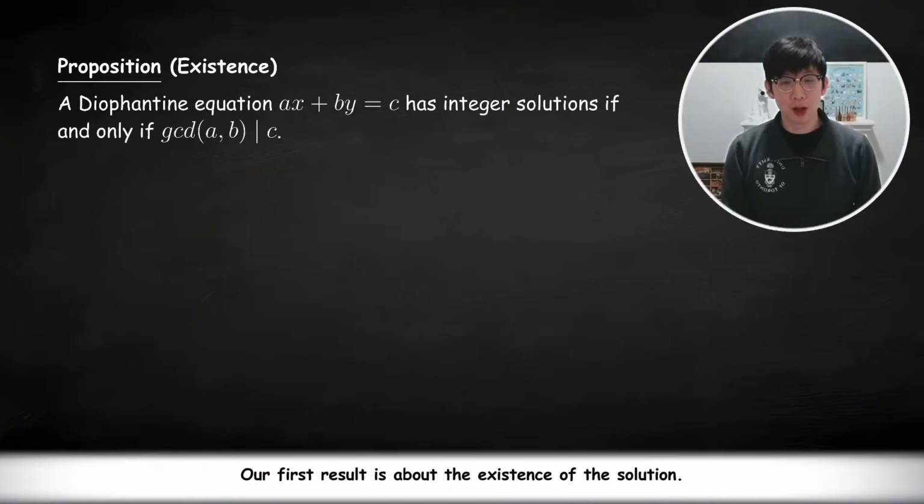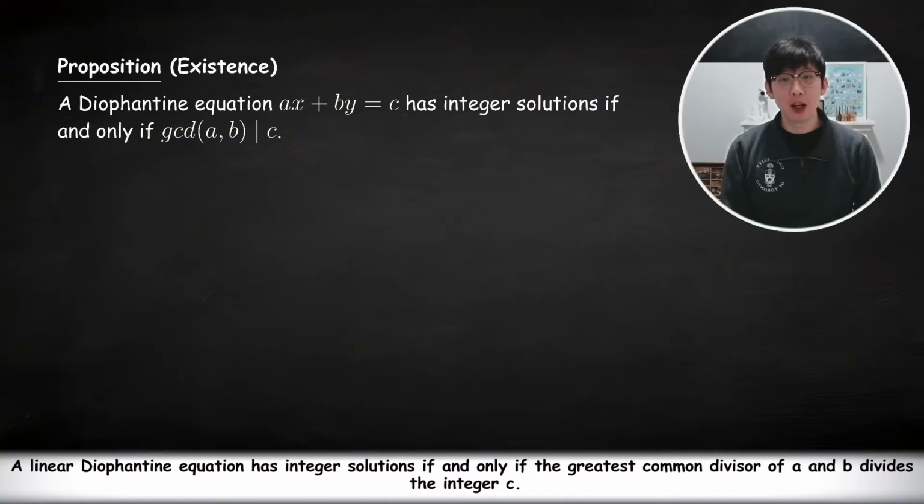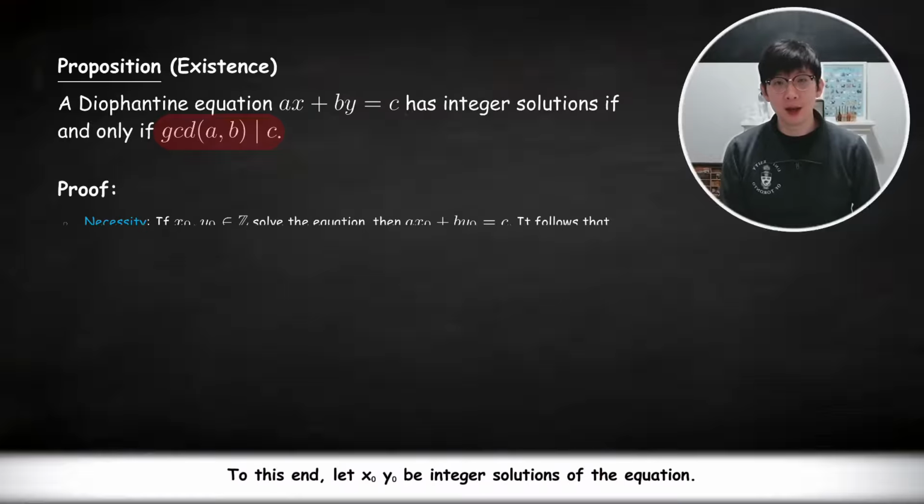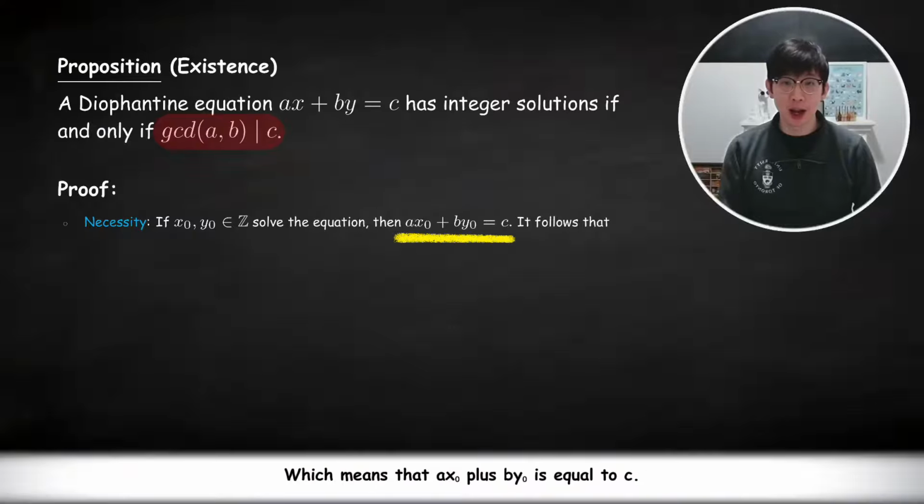Our first result is about the existence of the solution, as is given by the following proposition. A linear Diophantine equation has integer solutions if and only if the greatest common divisor of a and b divides the integer c. Let us first prove the necessity. To this end, let x naught, y naught be integer solutions of the equation, which means that a x naught plus b y naught is equal to c.